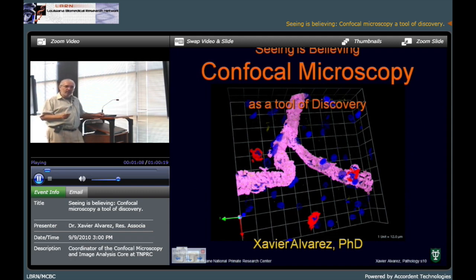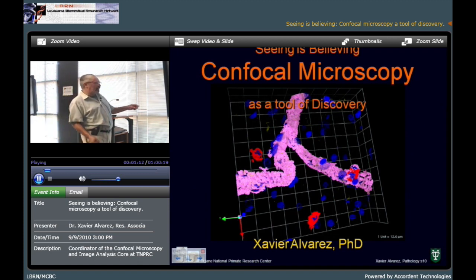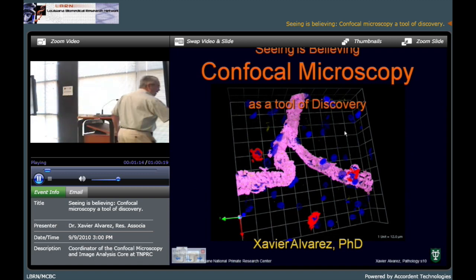Confocal microscopy is the best microscopy that you could get with light. As an example, I have this. This is a vessel.